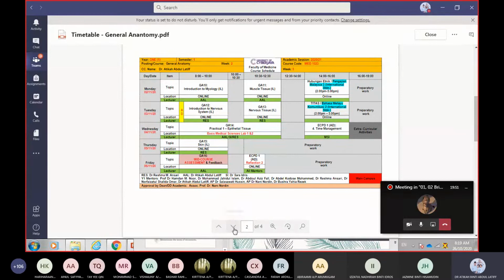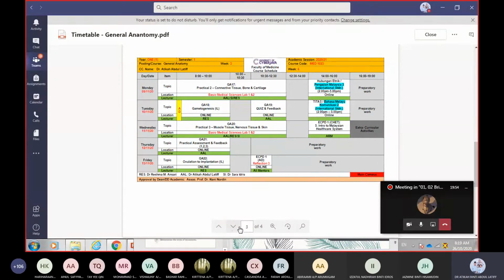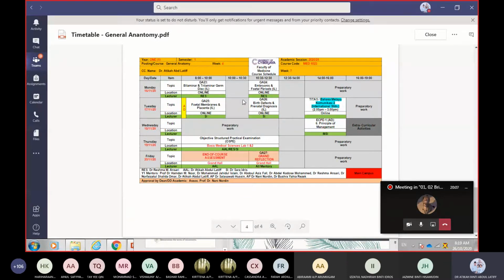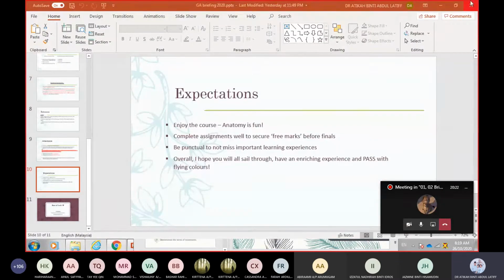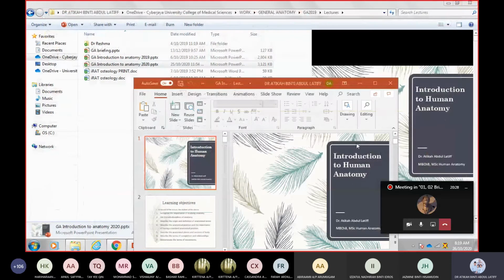And for the third week, we're supposed to have 2 more practicals. The quiz and the practical assessment will be in the third week. And finally for the fourth week, it's a bit empty, because we give some time for you to prepare for your end of course and OSPE. So that's about it for the briefing and timetable.